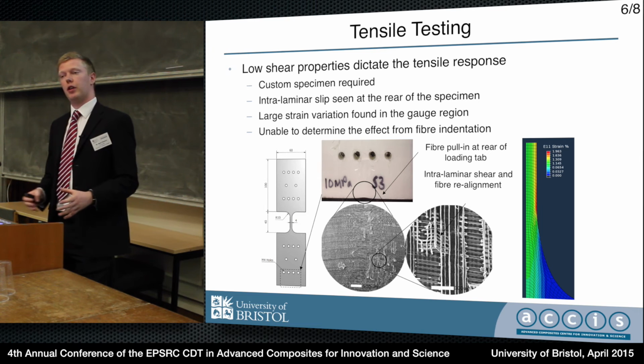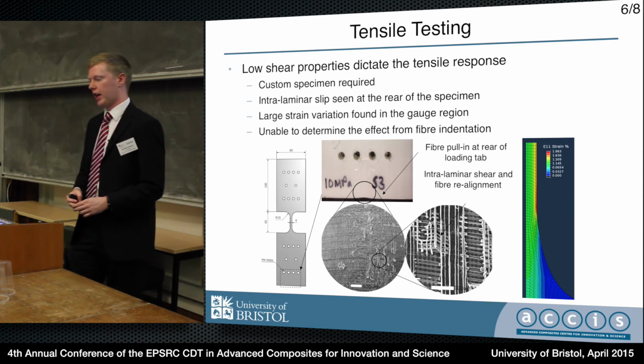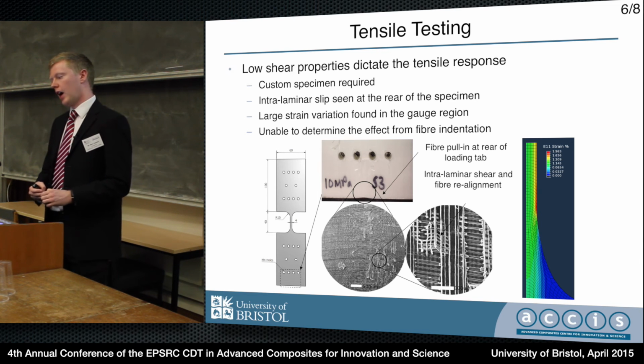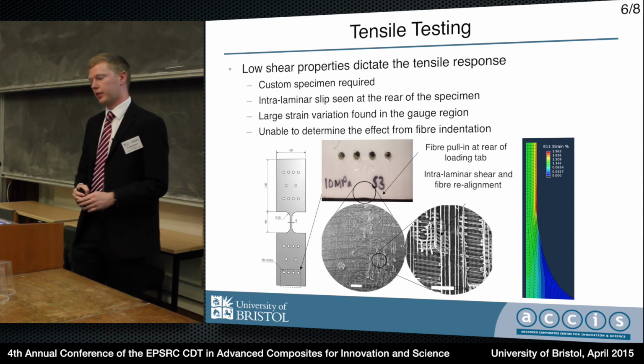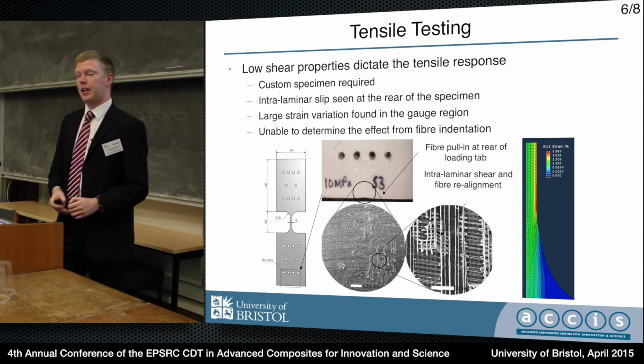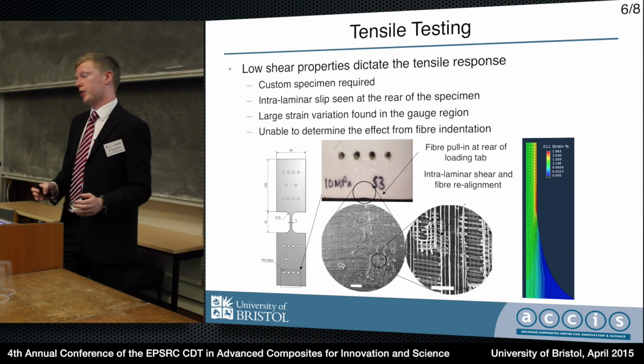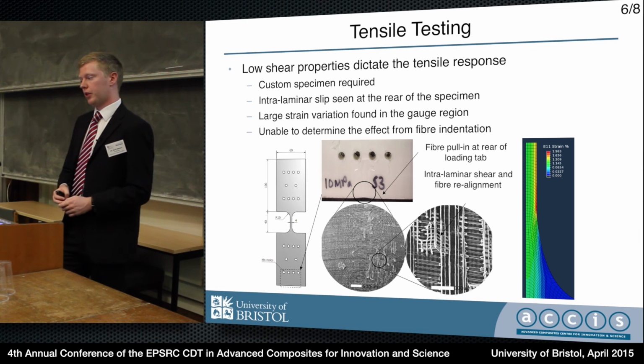Below this, I then did some microscopy of that region, and you can see, again, the fiber reorientation towards the loading axis. And further to the right, you can see lots of intralaminar slip and intralaminar shear between the matrix. This led to a variable stress state in my gauge region, which meant I was unable to determine the effect from fiber indentation.